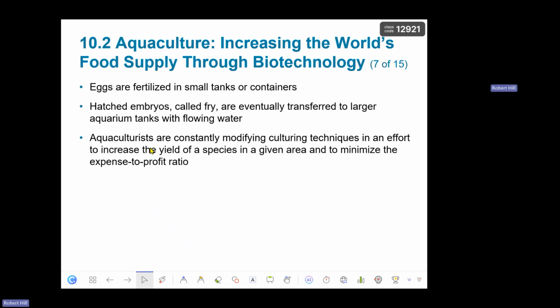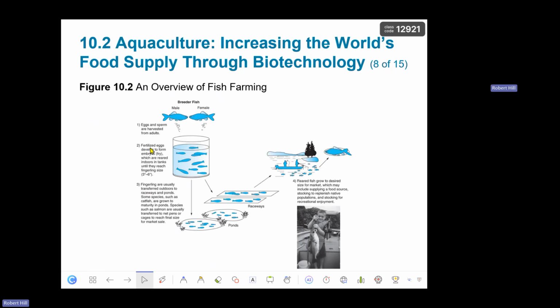Fish farming often begins with fertilized eggs in small tanks. Once hatched, the young fish, these are called fry, are transferred to larger tanks with flowing water to simulate the natural environment. Culturing techniques are constantly being improved to increase yields and lower costs, making the industry more sustainable and profitable. So this figure here gives an overview of fish farming systems, from hatcheries to grow-out tanks and feed management. Every component is carefully managed to maximize output and minimize environmental impact and disease risks.